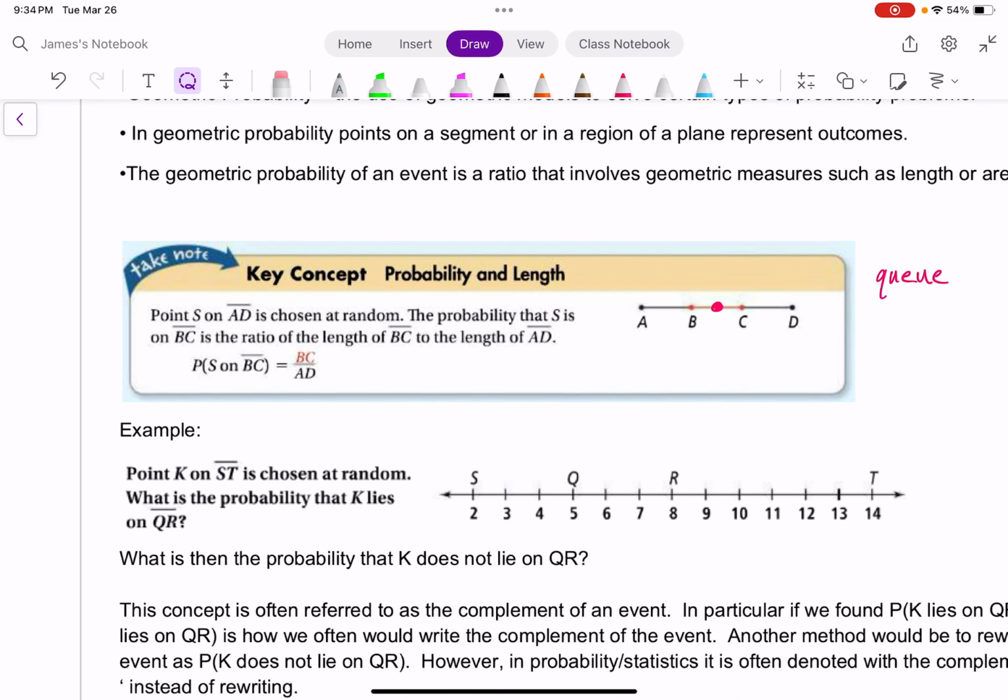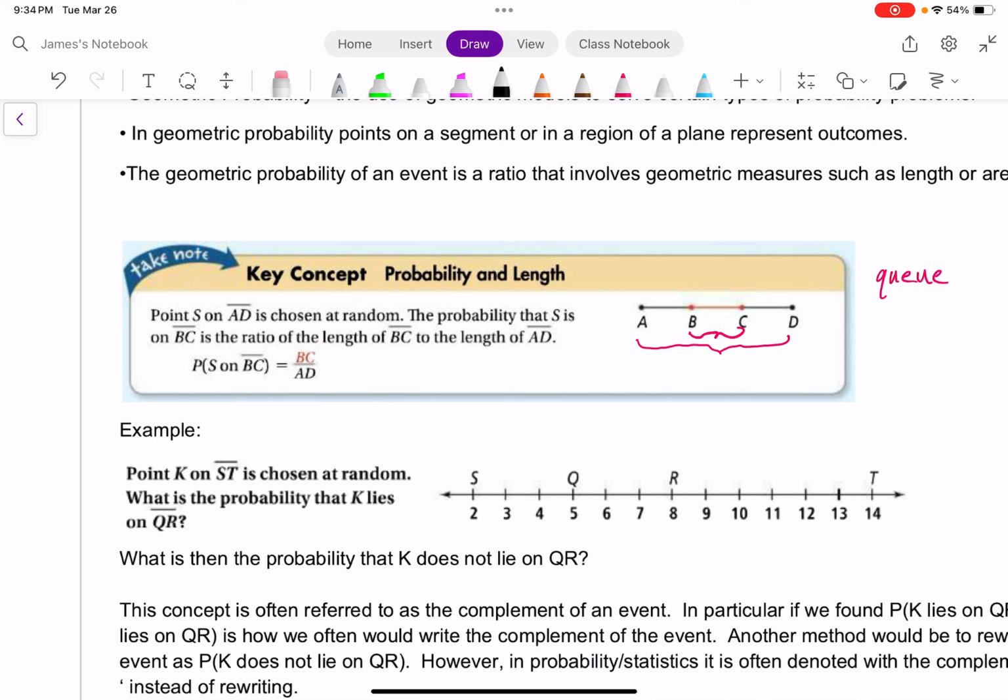is the ratio of the length of BC compared to the length of the segment AD, anywhere that point S could have shown up. So if we take that small length right there and compare it to the entire length, that will give us the probability that a random point chosen will fall on BC.